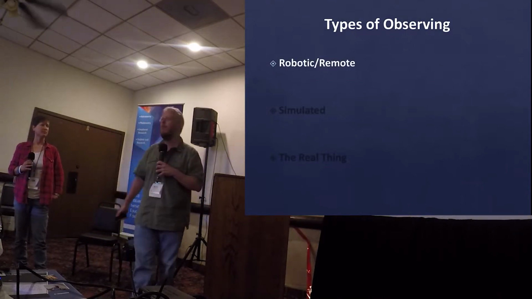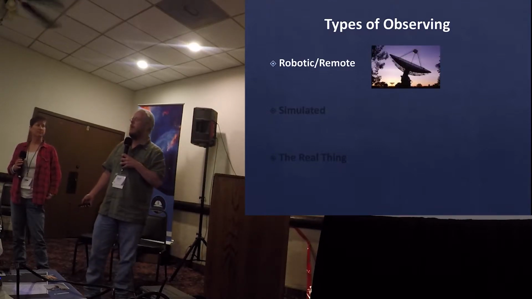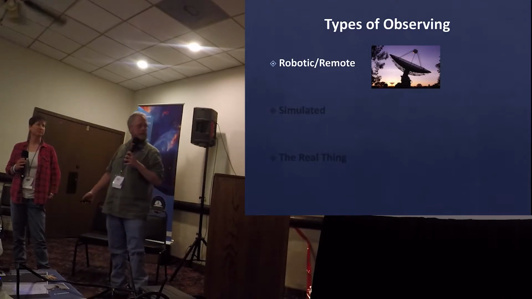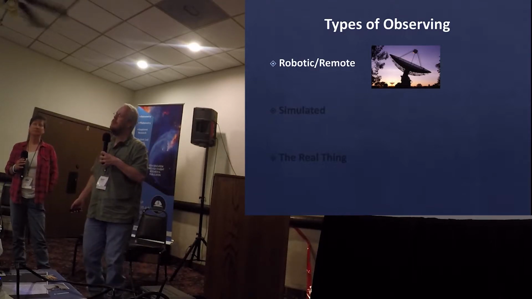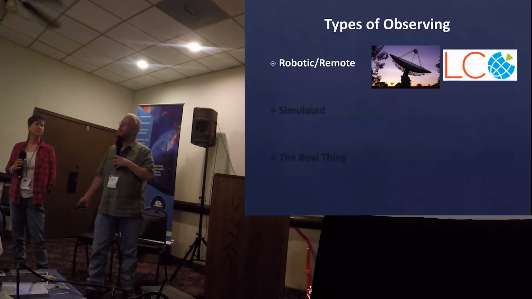So first, I want to define the different types of observing that we're going to be talking about. First, we have robotic/remote observing, and this could be anything like using the Parkes telescope, the Pulse at Parkes project, where you can work with data gathered there, or the LCOGT data.